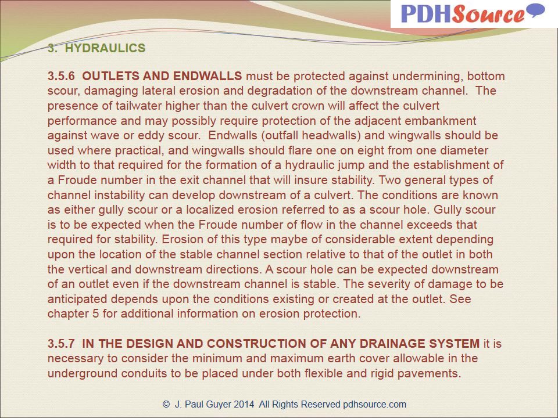Two general types of channel instability can develop downstream of a culvert. The conditions are known as either gully scour or a localized erosion referred to as a scour hole. Gully scour is to be expected when the Froude number of flow in the channel exceeds that required for stability. Erosion of this type may be of considerable extent depending upon the location of the stable channel section relative to that of the outlet in both the vertical and downstream directions. A scour hole can be expected downstream of an outlet even if the downstream channel is stable. The severity of damage to be anticipated depends upon the conditions existing or created at the outlet.